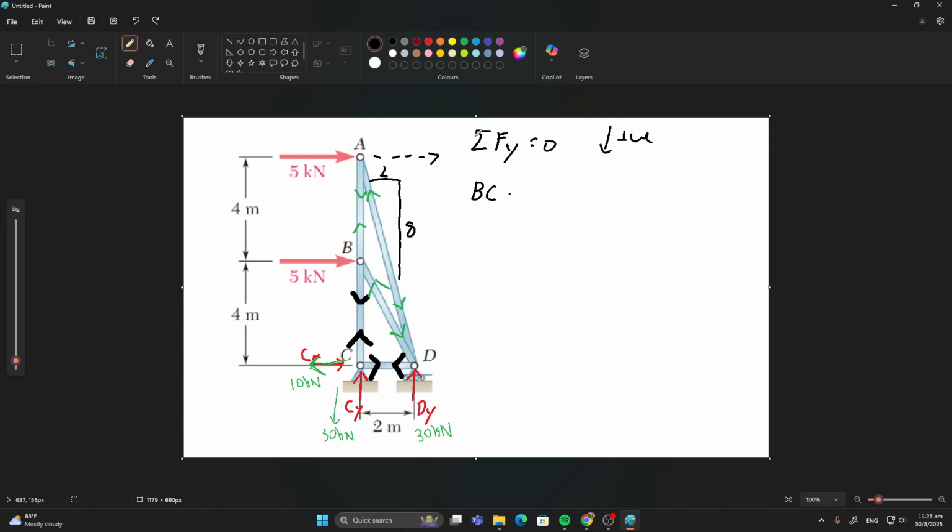BC minus AB minus BD in the Y direction. So BC minus AB. What's my AB again? 20. Minus 20, minus what's my BD? 11.2, times 4, because this is here 4, equals 0.